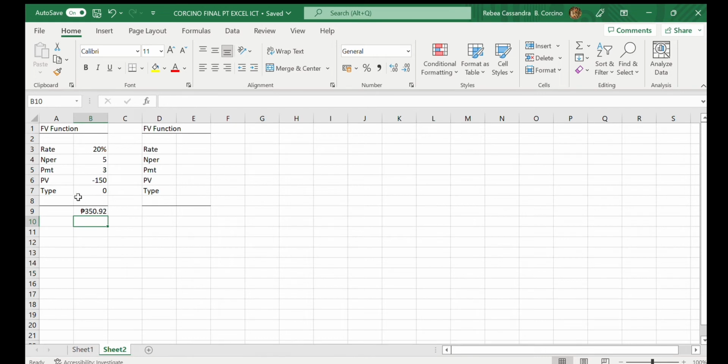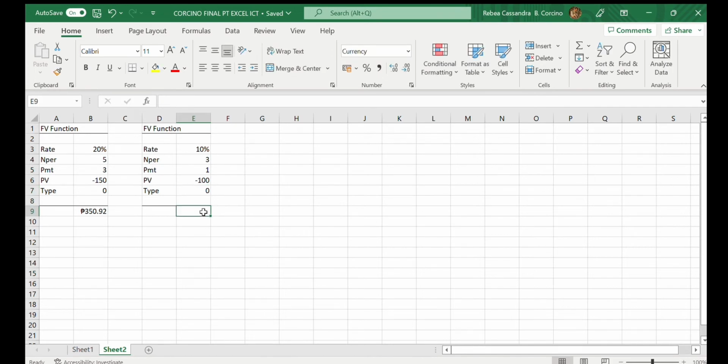And so we got 350.92 pesos. Take note, for the present value, we cannot put it in a positive sign since it will result in a negative one. So you see what I mean. And for this example, I'm going to show you this rule. Rate 3, 1, negative 100, and just type in 0.